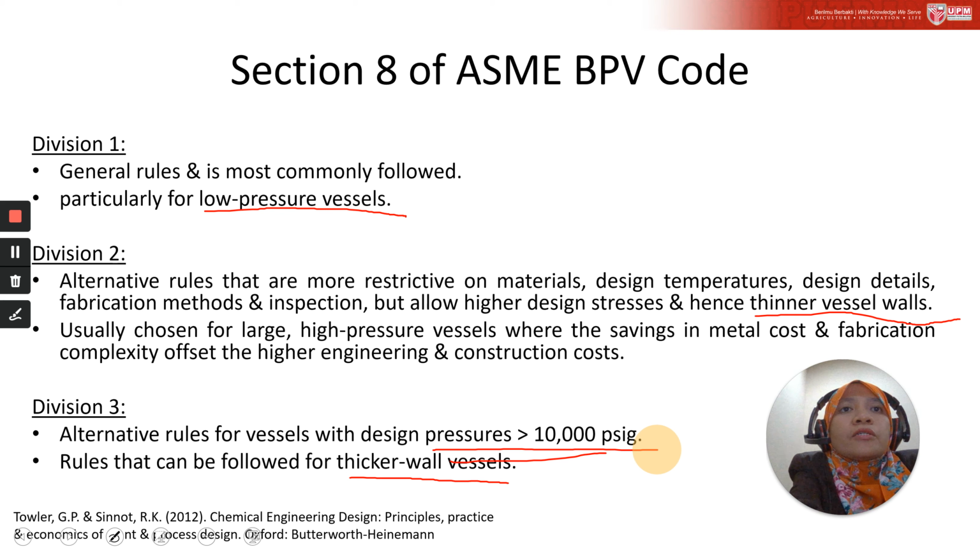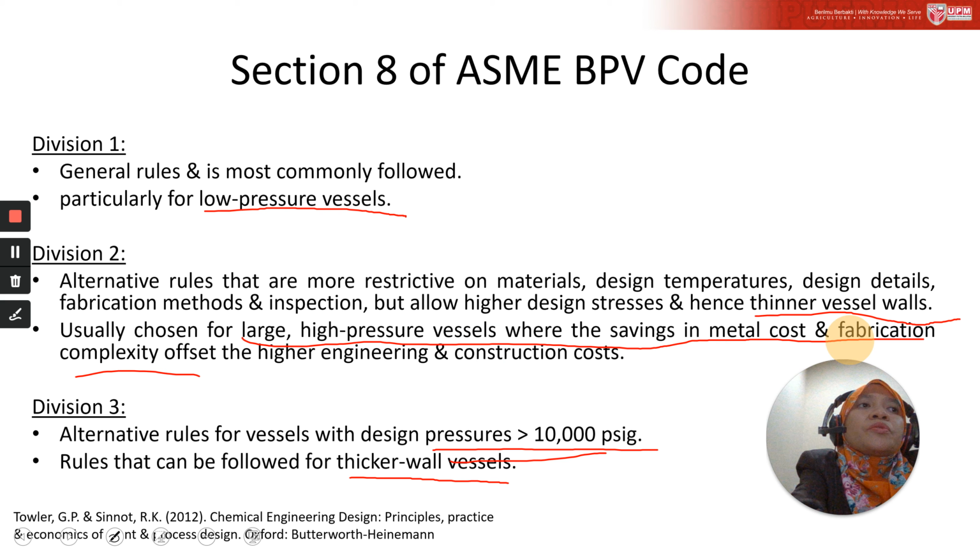This Division 2 is usually chosen for large high pressure vessels where there is heavy metal cost in fabrication. It offsets the higher engineering and construction cost because you are using thinner wall vessels. When you thin the vessel walls, that means you reduce the weight of the metal, which will save quite a large amount of money.